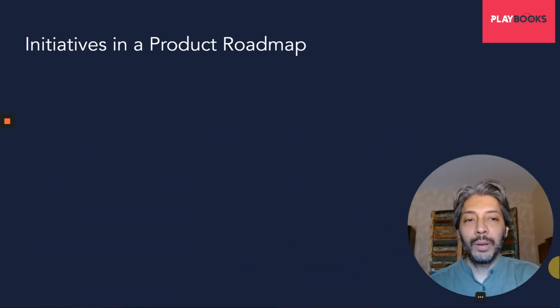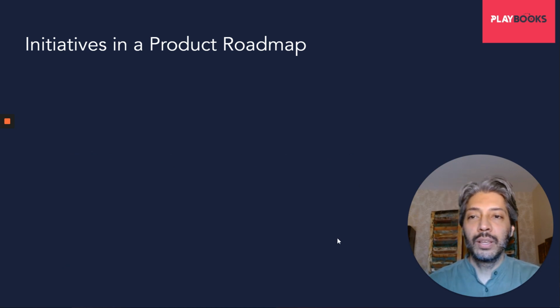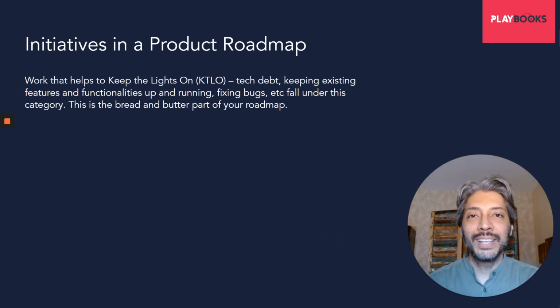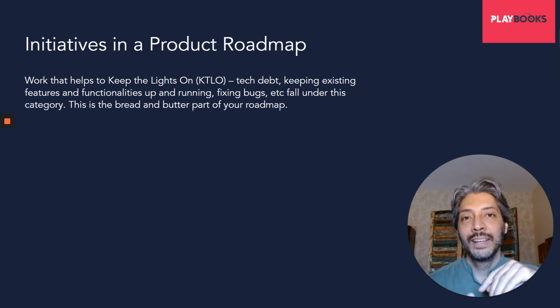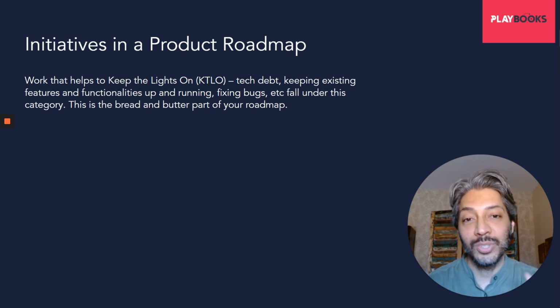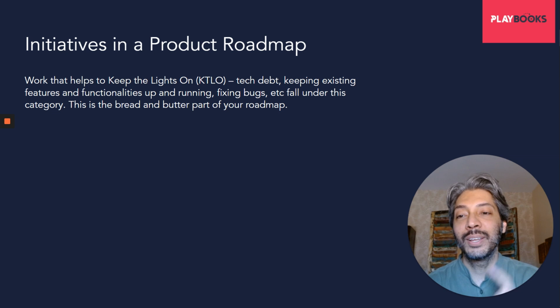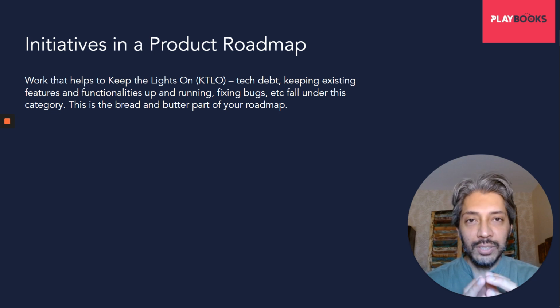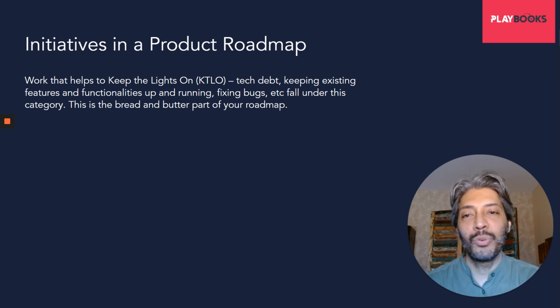So think about it. When there are essentially initiatives on your product roadmap. Now, the first set of initiatives are what we call KTLO, keeping the lights on, right? These are things which allow your product to exist. So solving tech debt, keeping existing features live and running, fixing bugs, etc. all fall under this category. So this is the bread and butter part of your roadmap, right? So keeping the lights on, that's the first category.